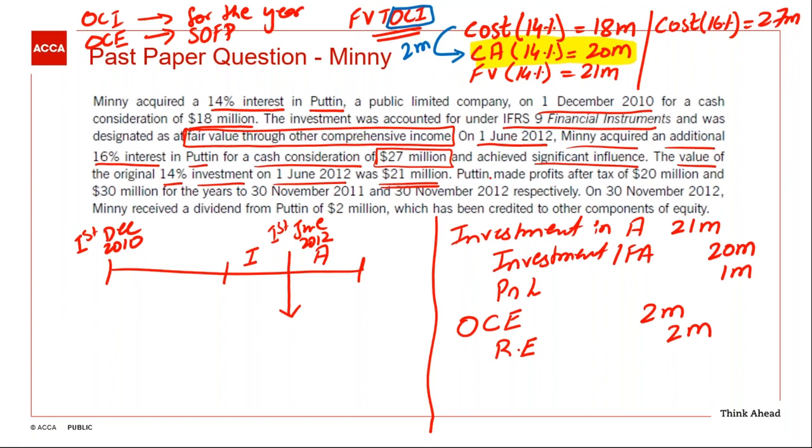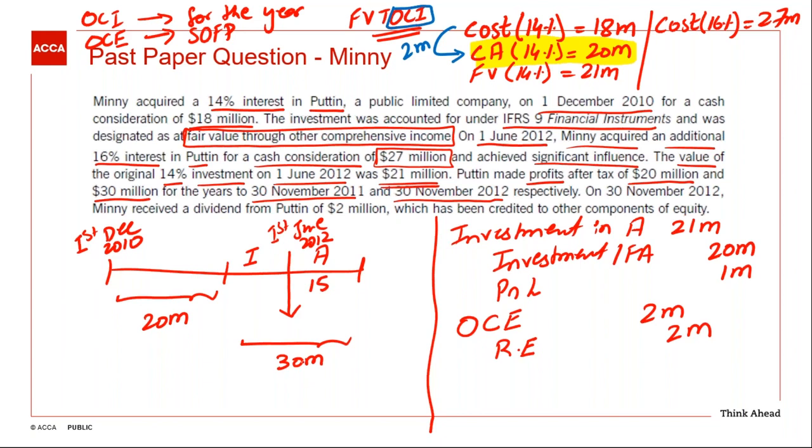Now the question further says that Putin made a profit after tax of 20 million and 30 million for the years to 30th November 2011 and 30th November 2012. This means the profit for this year was 20 million when the company was a simple investment to us. Similarly, the profit for this entire year is 30 million. So we are going to record our share of profit only when it was an associate. So this means we only need to record the profit for this 6 months.